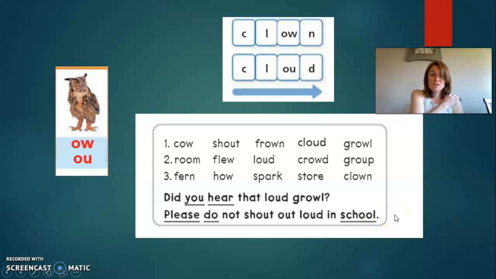Now, stay tuned for another decodable reading using more of these words with the ow sound and with our words to know.